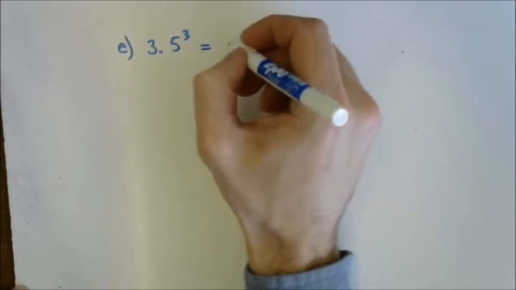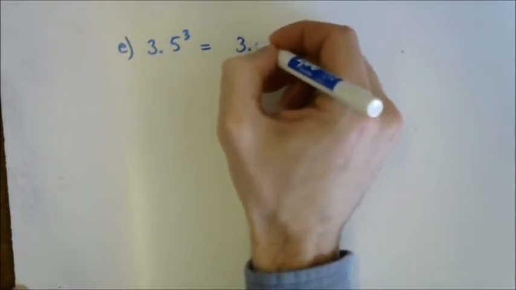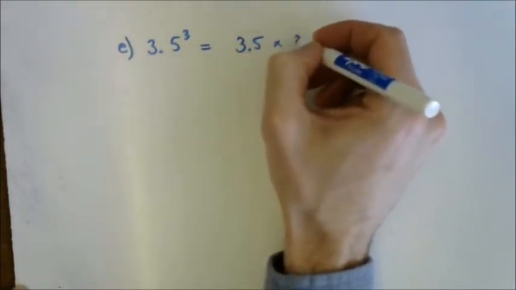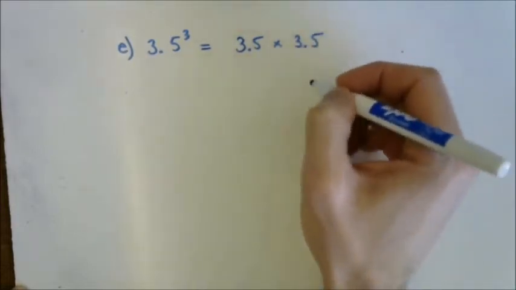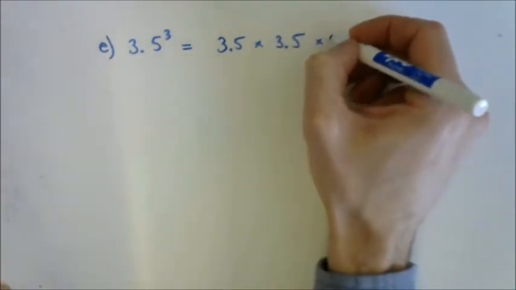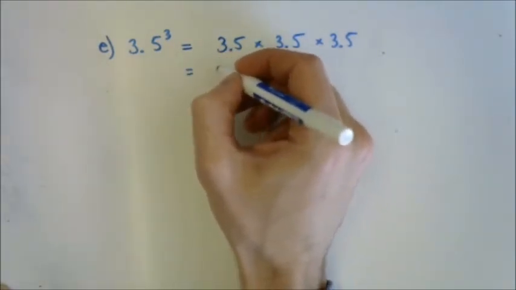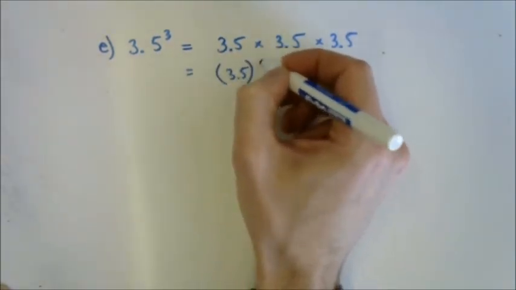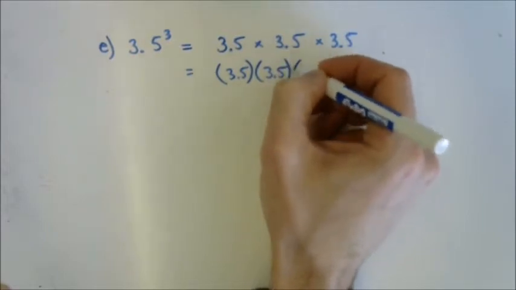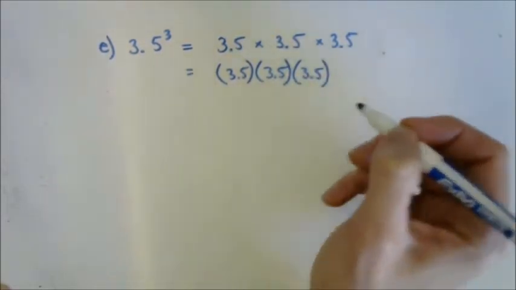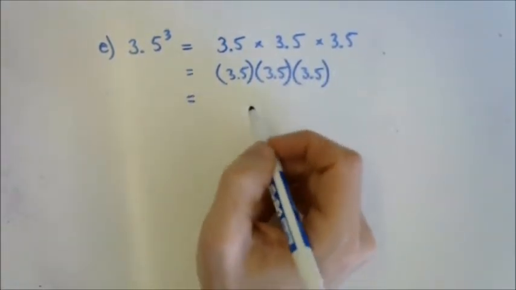This is in decimal form, not super difficult to put in expanded form. 3.5 times 3.5 times 3.5. You could also write this, by the way, you don't need to write it this way, but you could also do it this way if you like that better. Makes no difference to me. Okay? And this one you would put in your calculator.